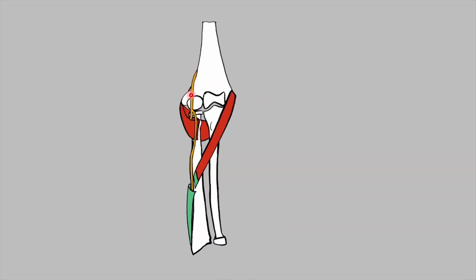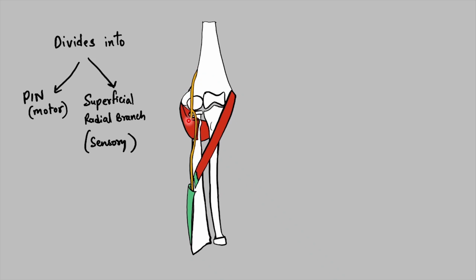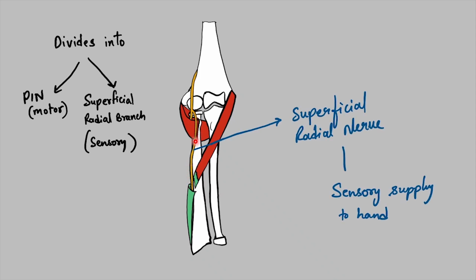At the level of the elbow, the radial nerve divides into a pure motor posterior interosseous nerve branch and a superficial radial branch, which is the sensory branch. The superficial radial nerve travels in the anterior compartment of the forearm below the brachioradialis muscle and gives sensory supply to the hand by giving digital nerves to the thumb, index finger and the radial aspect of the middle finger.